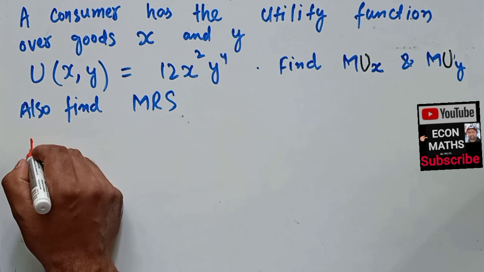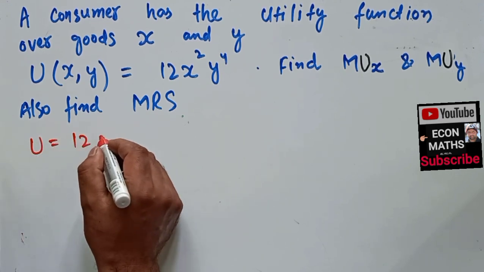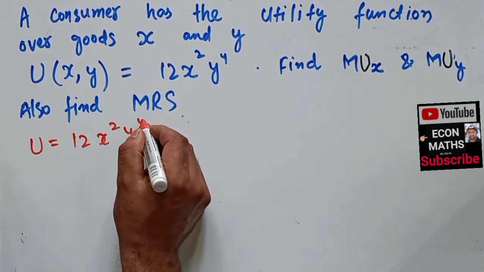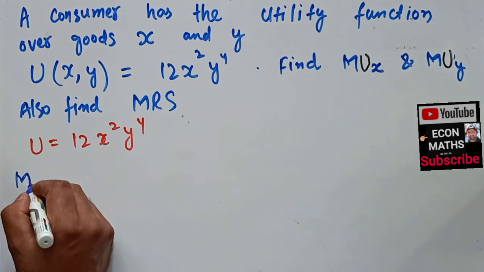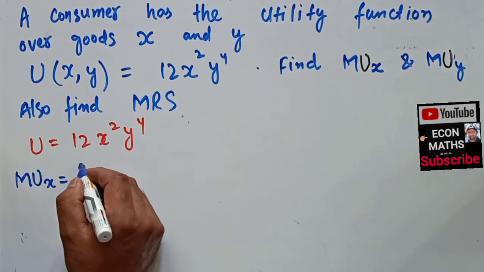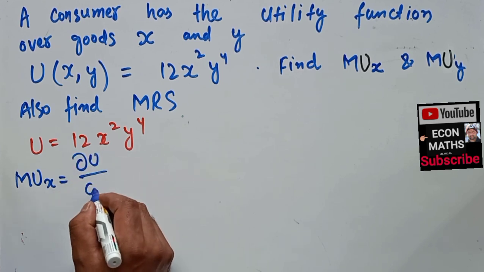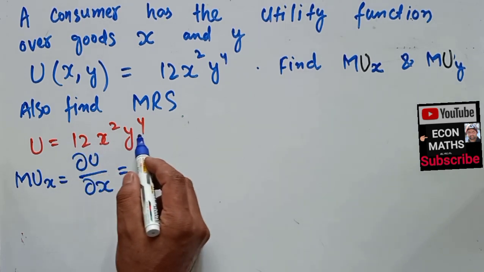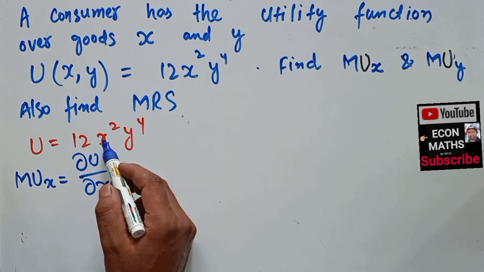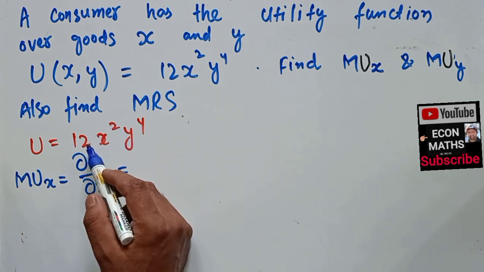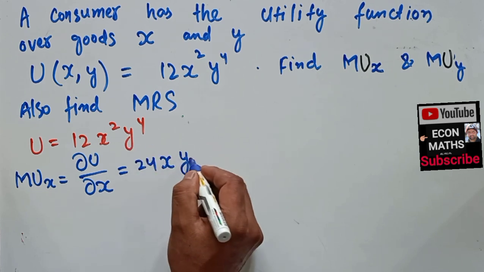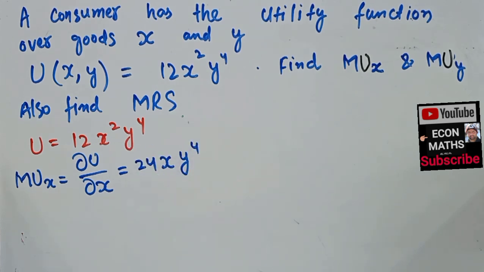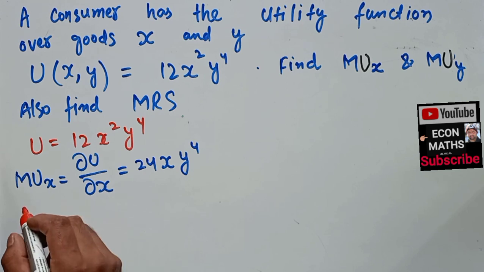Okay, so given the utility function U is equal to 12x square y raised to the power 4, marginal utility of good x is simply the partial derivative of the utility function with respect to good x. If I partially differentiate it with respect to x, the derivative of x square will become 2x, so 2 into 12 is 24x, y raised to the power 4 will remain the same because we are partially differentiating with respect to x here.